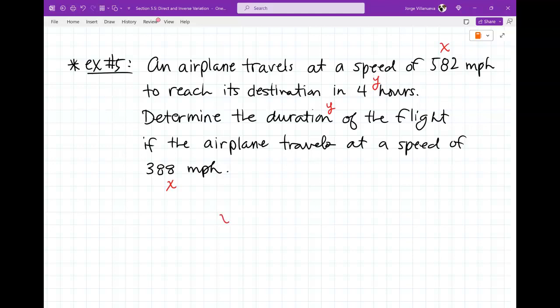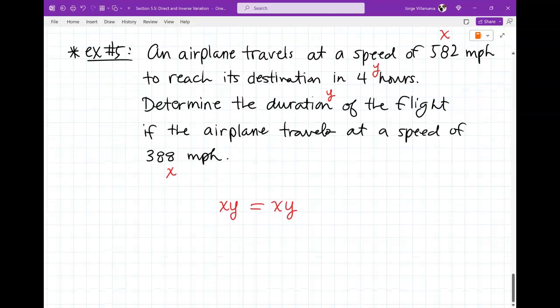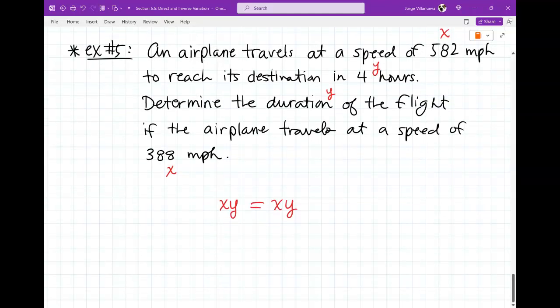So again, my formula is x1y1 equals x2y2. The first one, x and y, are 582 and 4. So 582 times 4 equals, and then the next one, determine the duration of the flight if the speed is 388, so 388 times y. I'm just going to get my calculator and do some calculations here.